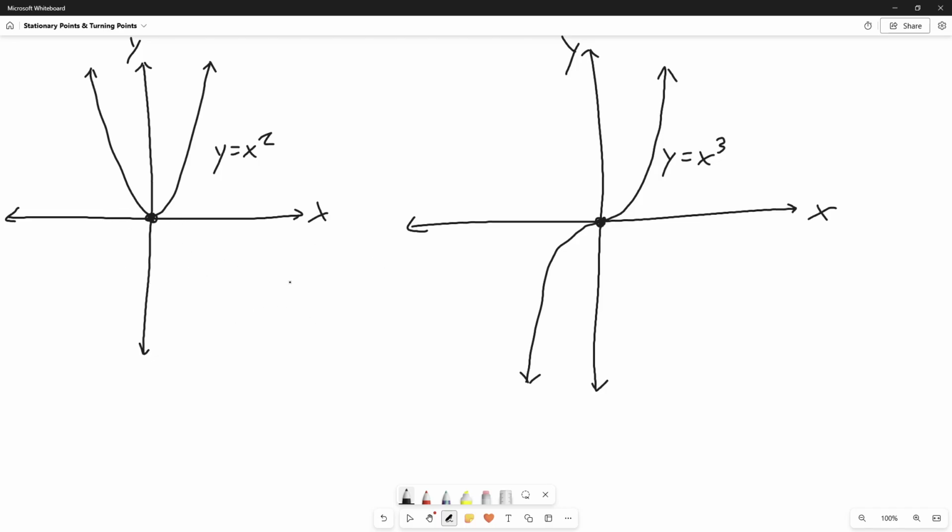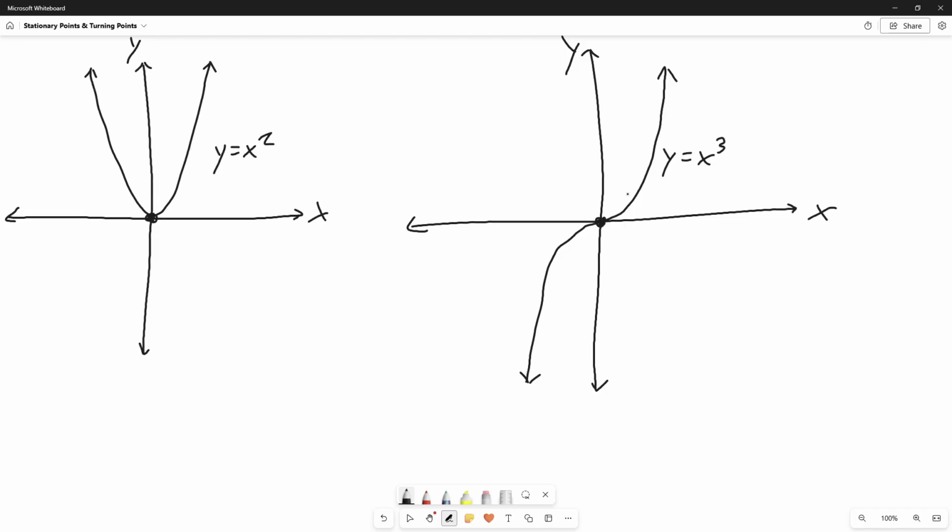And a turning point is a type of stationary point. You can probably tell by the name, but it's where the graph turns directions. So even though both of these have a stationary point at the origin, only y equals x squared has a turning point at the origin, because the graph changes directions in y equals x squared. It goes from going down, and then it hits the stationary point, starts going up, or positive, and that makes it a turning point.